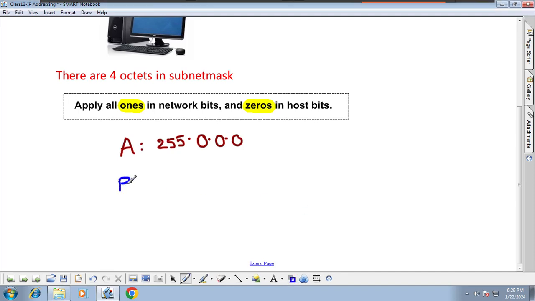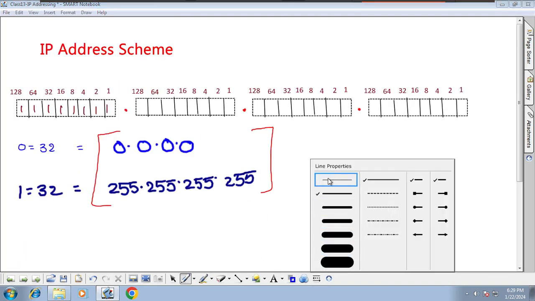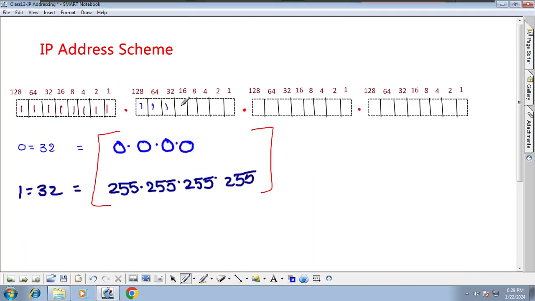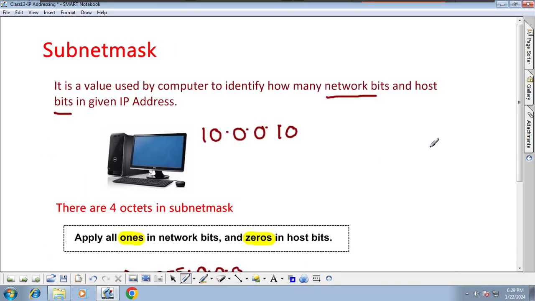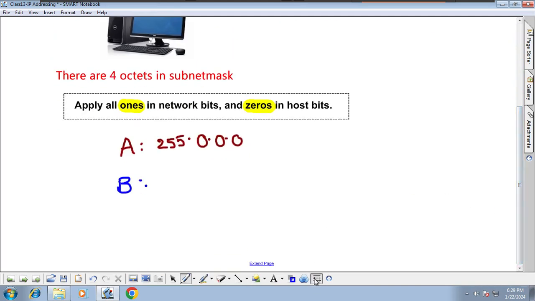Okay, class B. Tell me. 2 octets of network bits, so you apply 16 ones: 255.255. This is a formula. This is a thumb rule for the subnet mask. 255.255.0.0. This is the class B subnet mask.